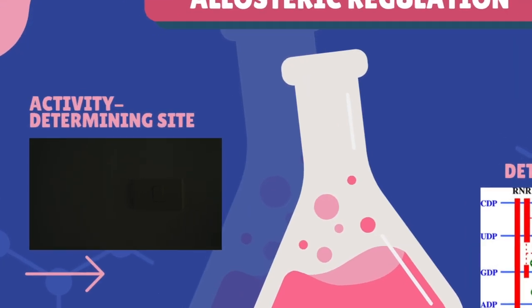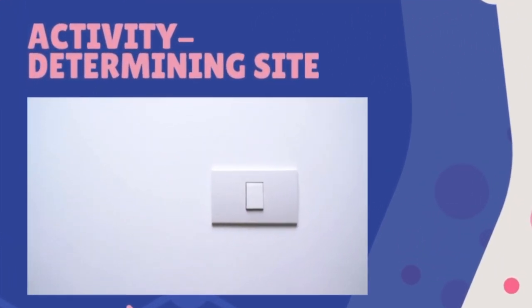RNR activity is controlled through 2 allosteric sites. One is the activity determining site, which is like an on and off switch. ATP binds when ribonucleotide levels are high, activating RNR, allowing deoxyribonucleotide production. dATP binds when there are enough deoxyribonucleotides, inhibiting RNR and preventing excess production.